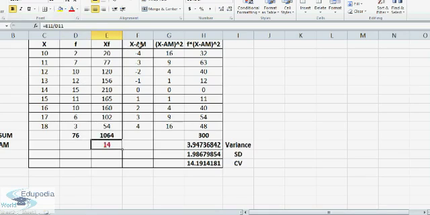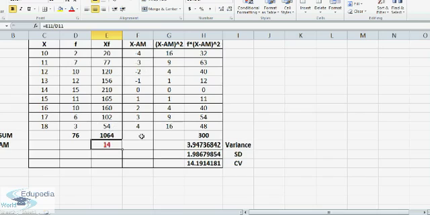Then we take the variation. Let's go step by step. To use the formula, we will have to gradually build it to that level. So first, in the next column, we take the variation of the individual data from the actual mean. In the first case it will be 10 minus 14, which is minus 4, then 11 minus 14 again is minus 3, and so on.